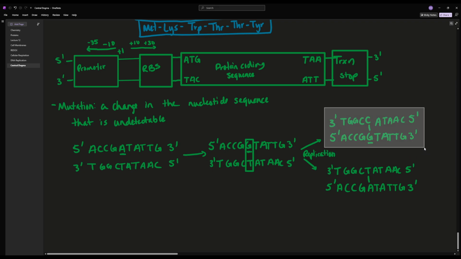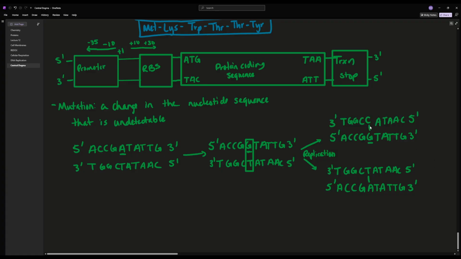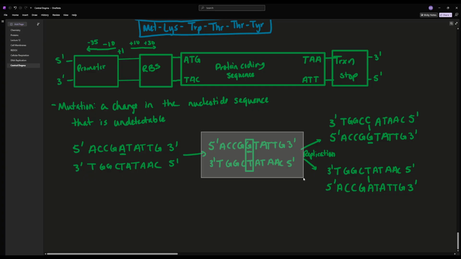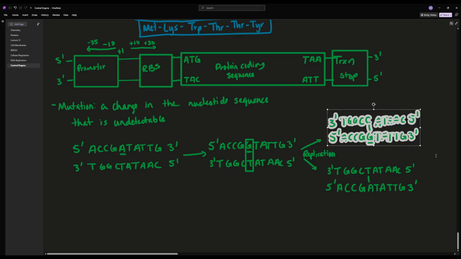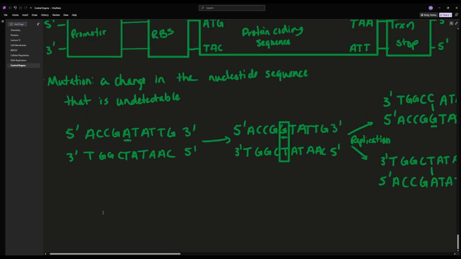This is undetectable. There's no way for the cell to have known that change because it is structurally fine. This here is a mutation. This here is an error. This is not a mutation. Error, mutation. Okay. So in this case, all we did is we changed one base to another. This is called a point mutation. Okay.